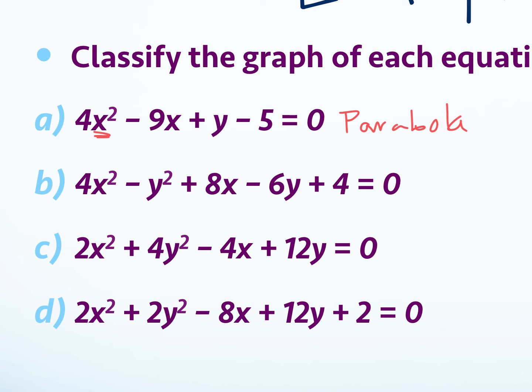For B, we care about A and C, so that is the coefficient in front of the x squared and the coefficient in front of the y squared. So if we multiplied 4 times -1, that would be -4. And -4 is less than 0, so what is it? Hyperbola.